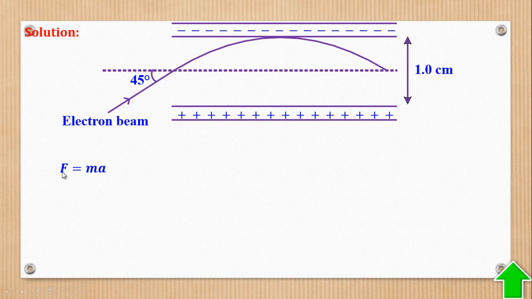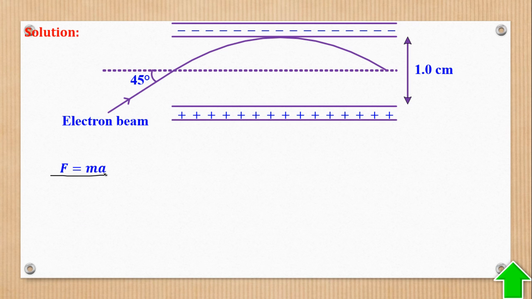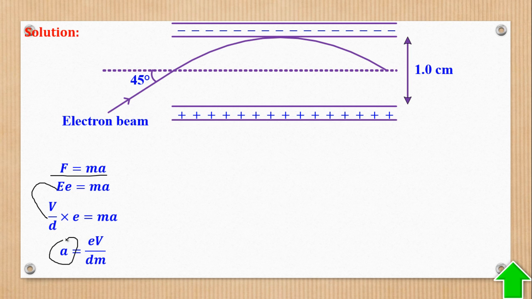So we shall start by saying that from Newton's second law, F is equal to ma, and force is equal to electric field intensity times the charge. So we are not writing Q because it is already known that the charge of an electron is denoted by e. Therefore, electric field intensity expanded to give you V over D. Then make a the subject. So this will be the acceleration.